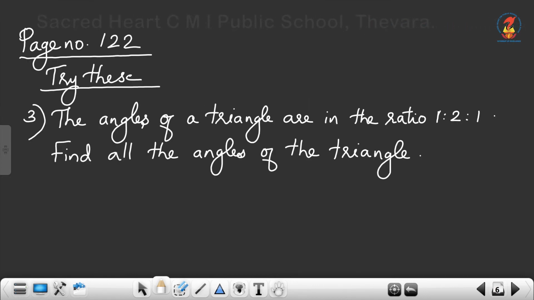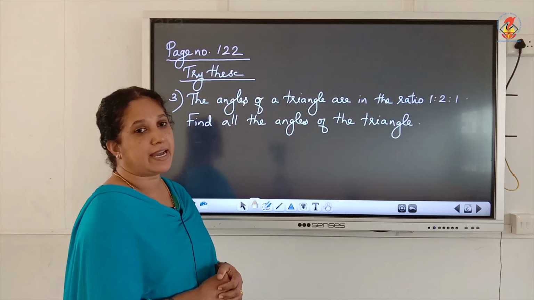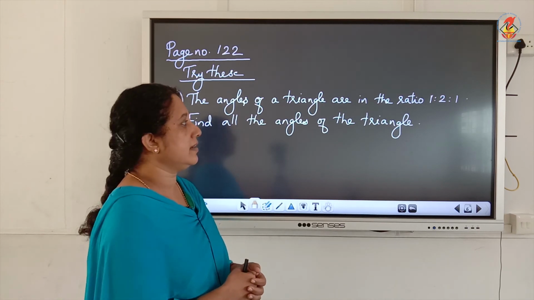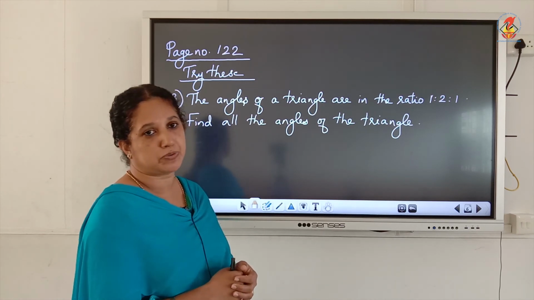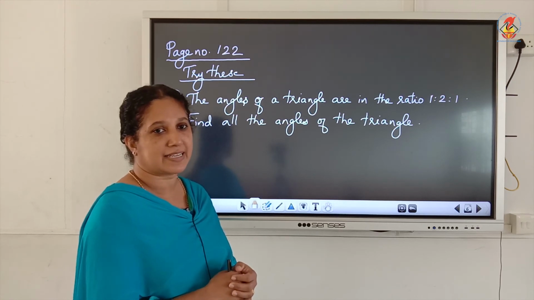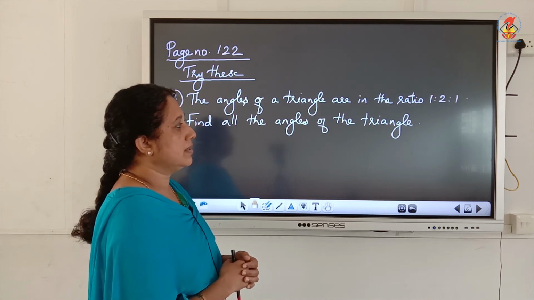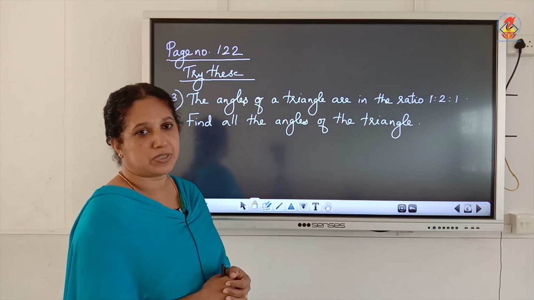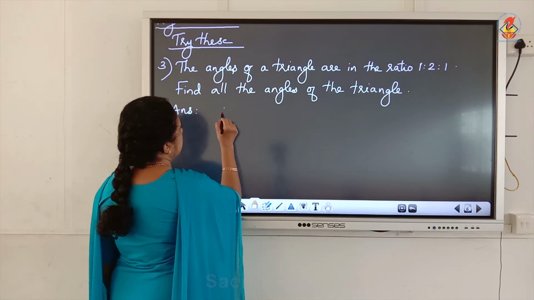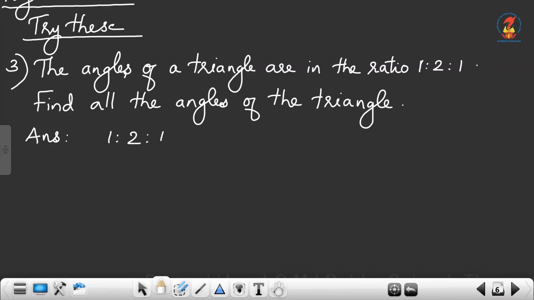Now, we can consider one word problem. The angles of a triangle are in the ratio 1:2:1. Find all the angles of the triangle. So, a triangle has three angles. The three angles are given in the form of a ratio, that is 1:2:1.